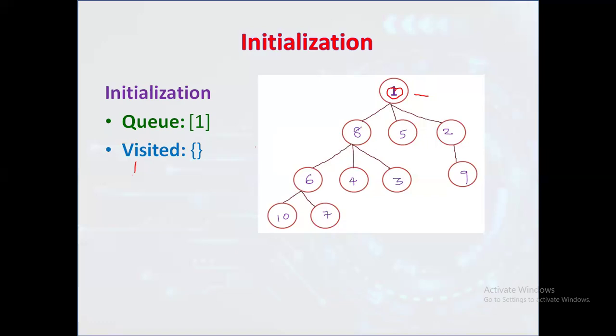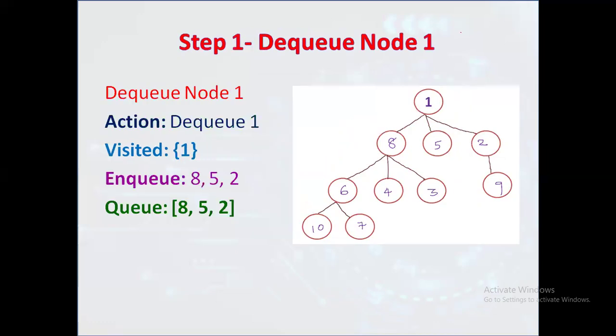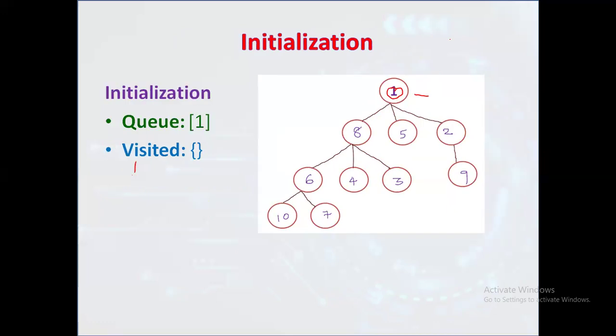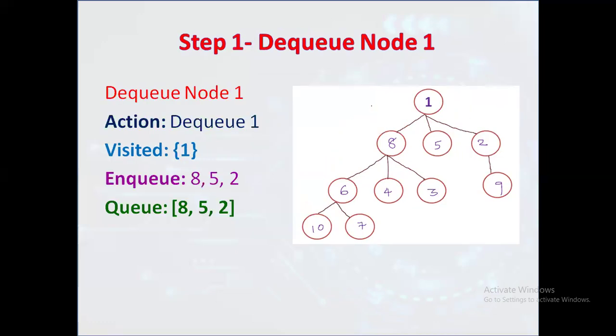Next, we will move on to the second level. So from the one, these 8, 5, 2, 3 nodes are connected. So here first, in this case, we have to put this one into the queue. What is the second step to be followed? In the second step, we have to dequeue this one. Next, we are moving into the second level.